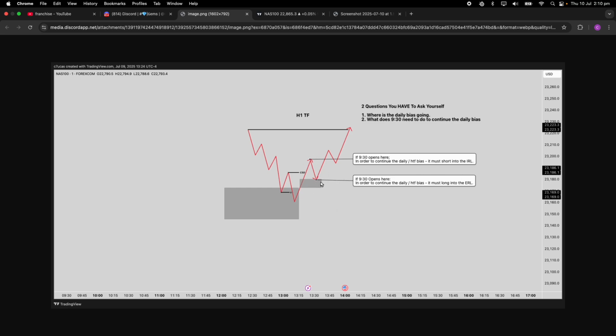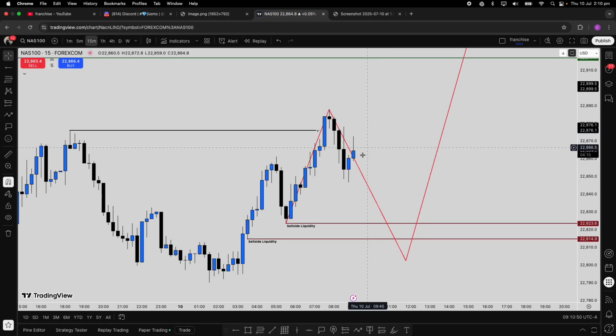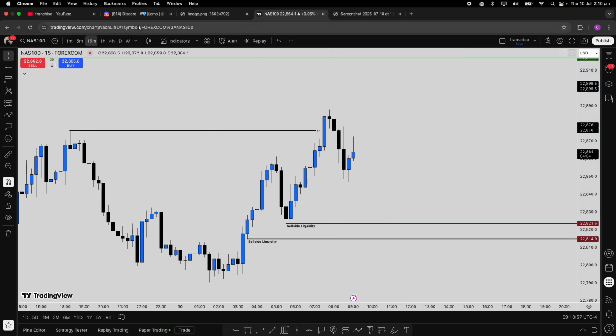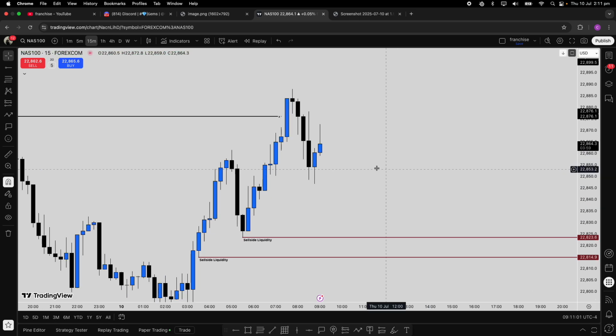If 9:30 opens here, inside the IRL, in order to continue the higher time frame bias / daily, it must long to the ERL here. So on ES, my buy side liquidity and NAS, now that I know we have got SMT between the assets, well, technically it would be the same.